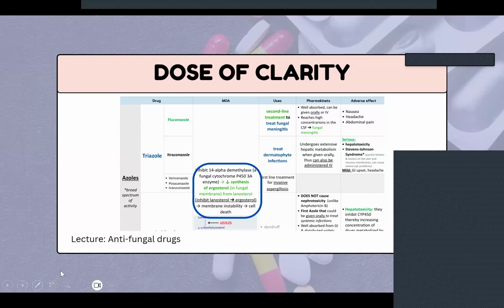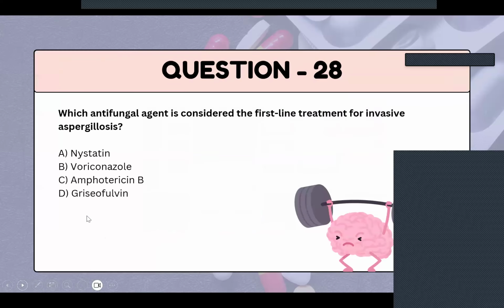Now let's move on to the next question. Which antifungal agent is considered the first-line treatment for invasive aspergillosis? A, nystatin, B, voriconazole, C, amphotericin B, D, griseofulvin. Okay, wow. Okay, few of you answered C and someone answered B. So the right answer is B, voriconazole.